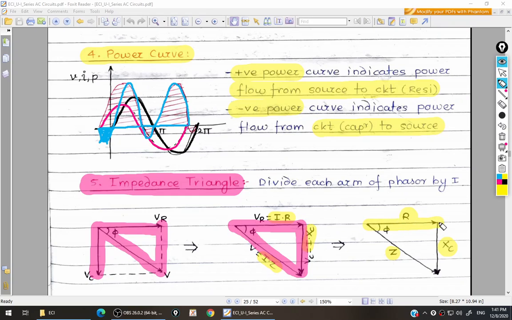So I am getting a triangle like this. It is having R on one side, XC on another side, and Z on the third side. All these parameters are measured in ohm. And if we combine reactance and resistance, we are getting impedance. So this triangle will help you to calculate impedance. Hence this triangle is also known as impedance triangle.